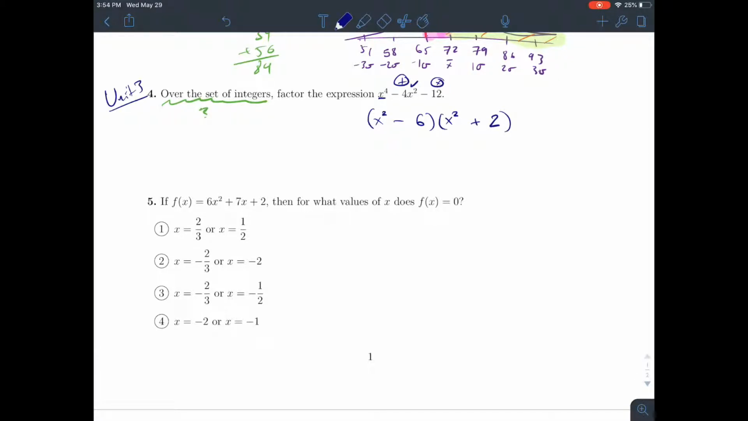So this is actually the final answer. It's been completely factored. But I want to talk about this expression of completely factor this over the set of integers. Now, the reason I think they're specifying this is integers means whole numbers. So let's see how that comes up. Well, I should say, to be more exact, positive or negative whole numbers.